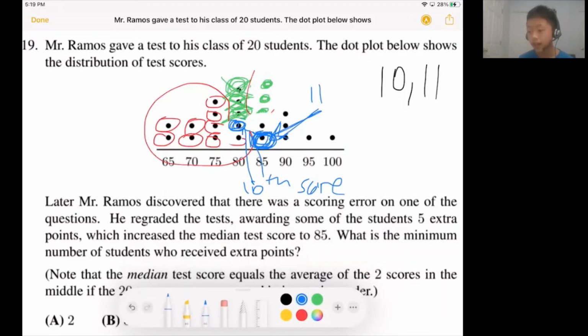Yeah, so I think the key idea for this problem was that we know the median of a set of 20 scores is going to be the average of the 10th score and the 11th score. So we kept track of where the 10th score was. This 10th score before the curve was this score here. But clearly we need to bump that guy up to an 85 in order for the median to be 85. So we noticed that we had to move all 4 of these students. We had to add 5 points to all 4 of these students. And then afterwards, the median would be 85. So the answer is just 4.